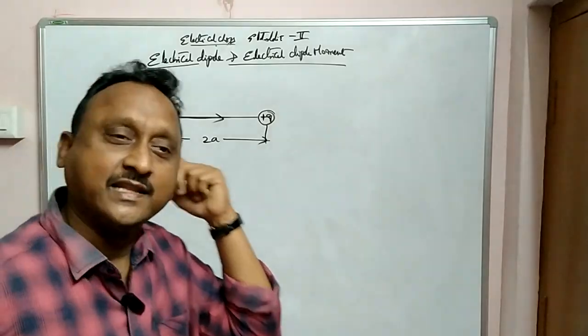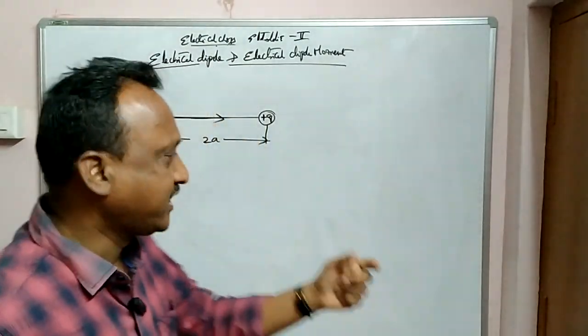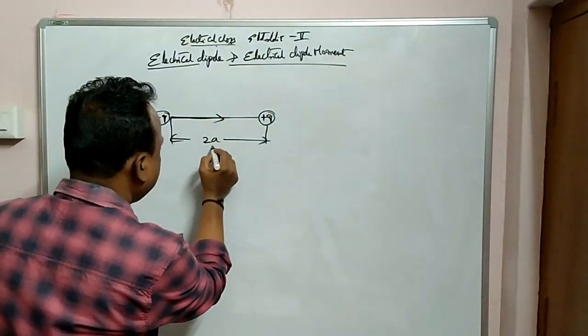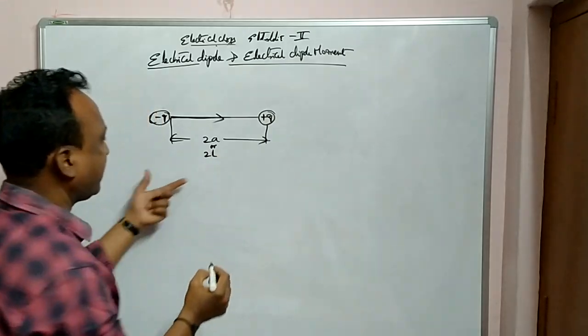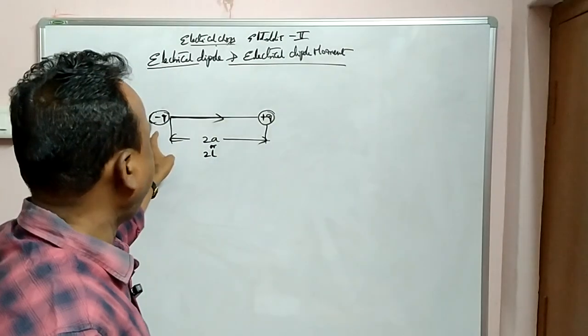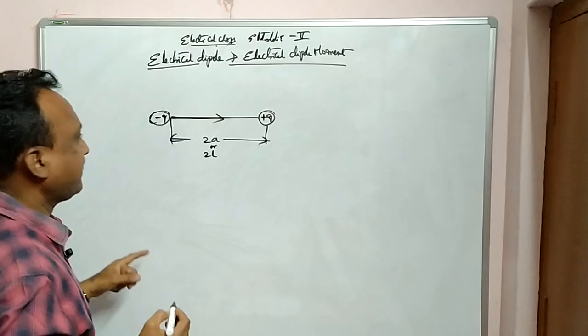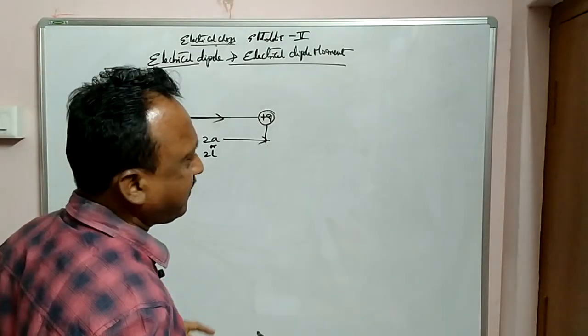Okay? And in general, the distance is taken as 2a or 2l, just like your magnetic length. Magnetic length is 2l, either you can take 2l or 2a, generally the length, the distance between the minus charge and the plus charge. Clear? Now, what is happening here?